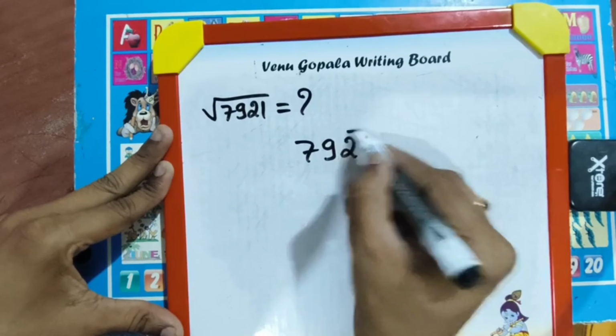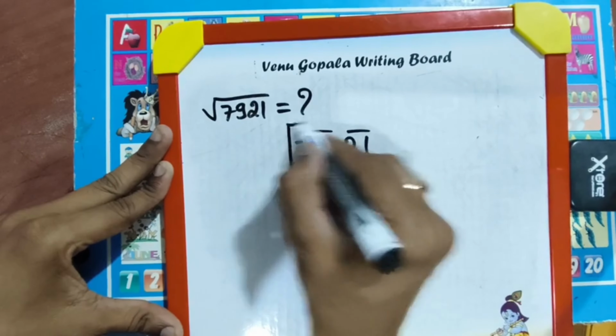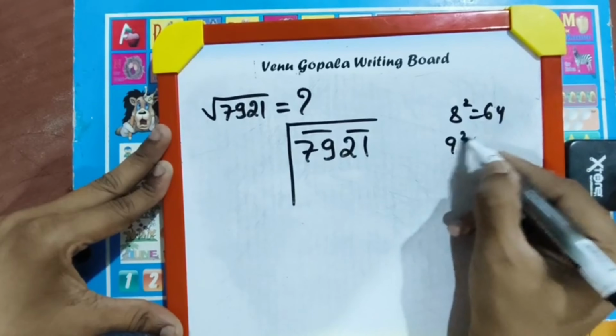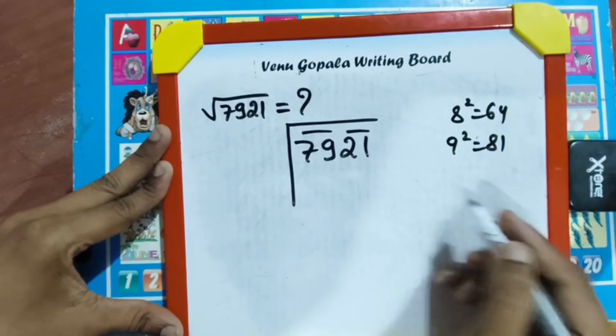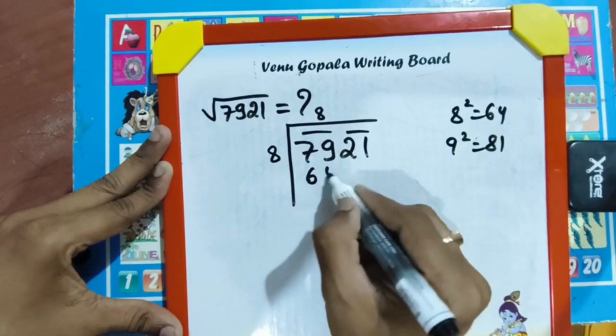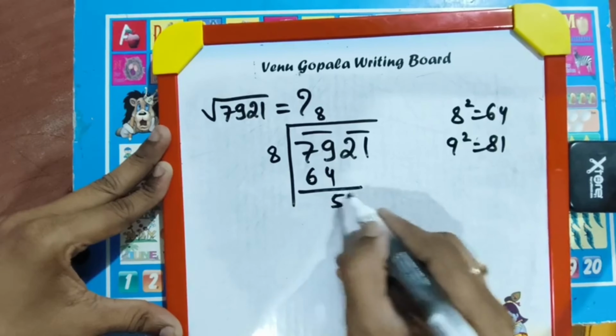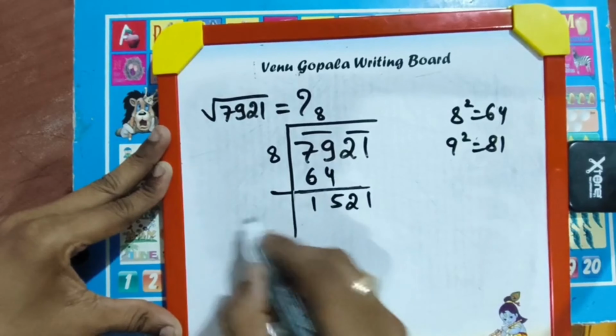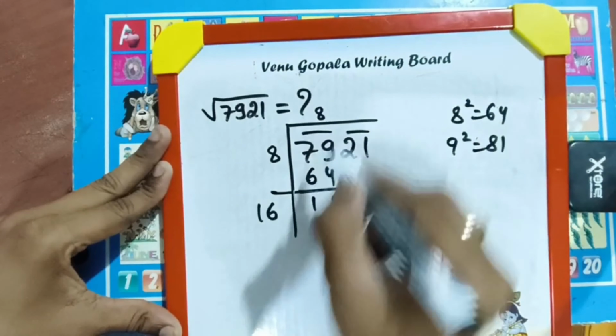Find the square root of 7921. 8 square 64, 9 square 81. Therefore, the nearest square number to 79 is 8 square. 8 8s are 64. 9 minus 4 is 5. 7 minus 6 is 1. Carry this 21. 8 plus 8, 16.